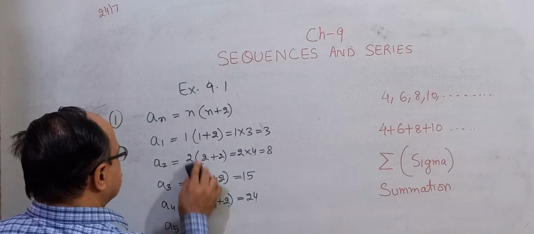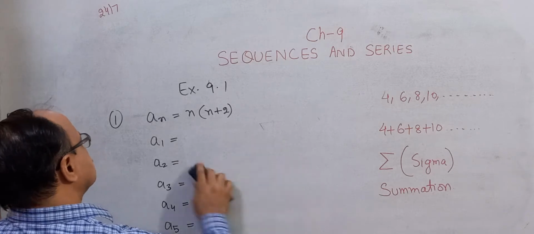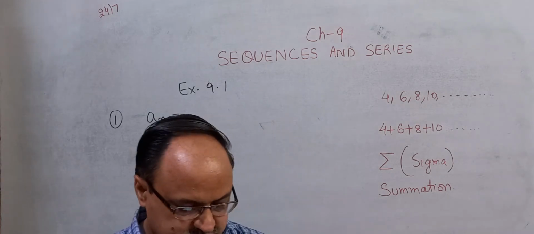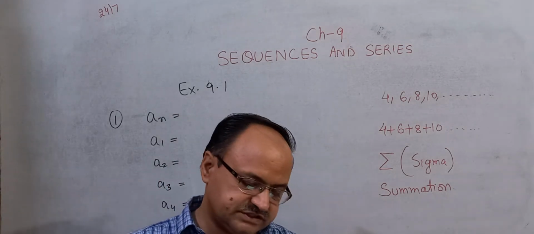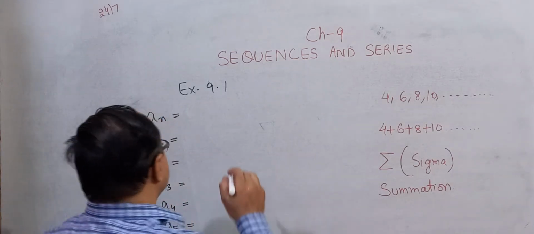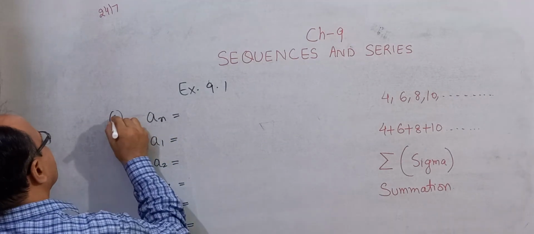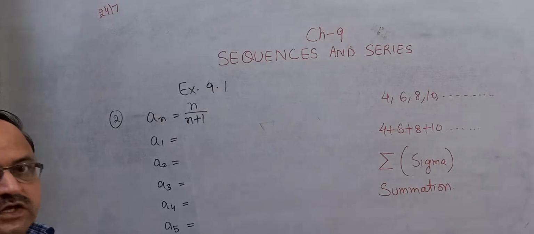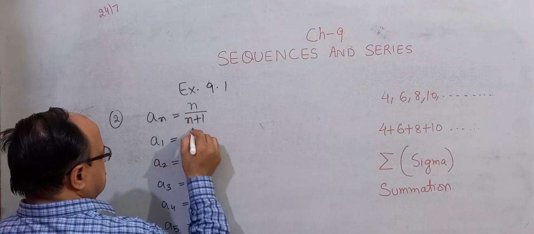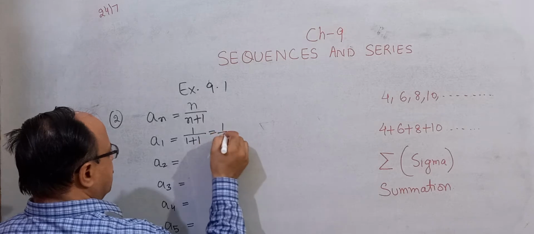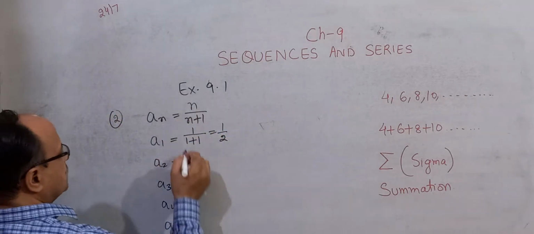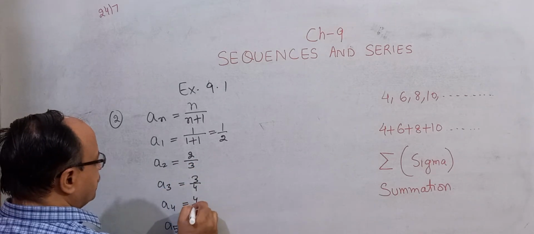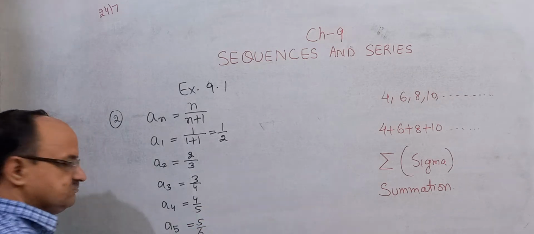Now, second question. Questions 1 to 4 are the same type, 1 to 6 questions, same. No problem. Second question: an is equal to n by n plus 1. Find a1: put 1, 1 upon 1 plus 1, that is 1 by 2. When you put 2, that is 2 by 3. When you put 3, 3 by 4, 4 by 5, 5 by 6. Simple.